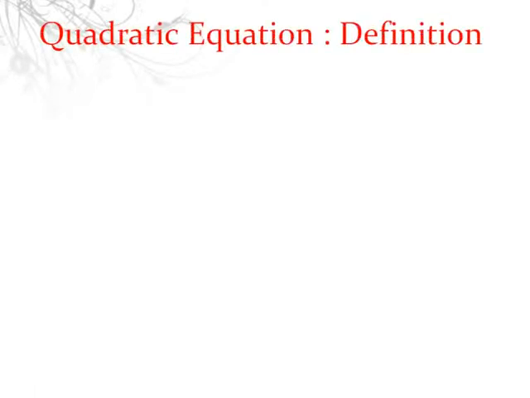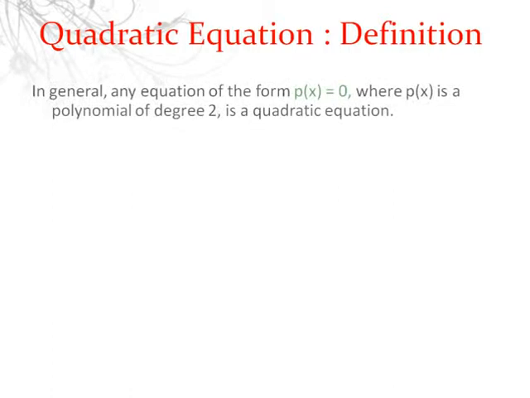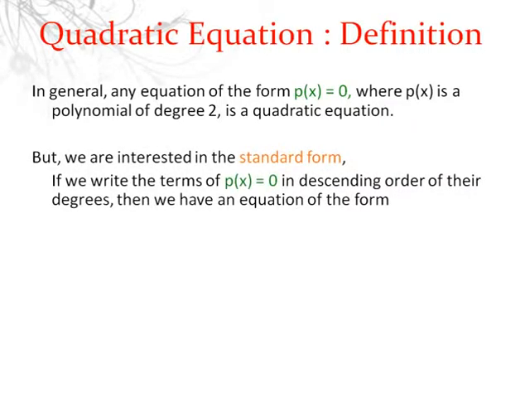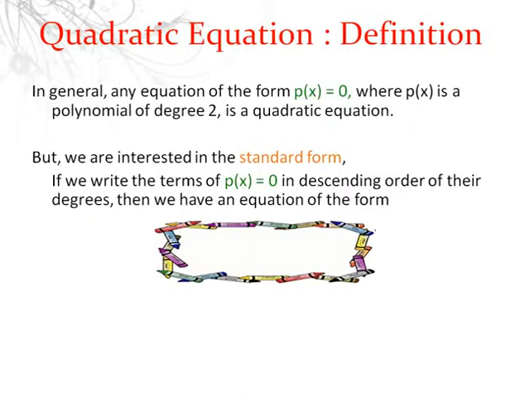So let us try to define a quadratic equation. In general, any equation of the form p(x) = 0, where p(x) is a polynomial of degree 2, is a quadratic equation. But we are interested in the standard form. If we write the terms of p(x) = 0 in descending order of the degrees, then we have an equation of the form ax² + bx + c = 0.